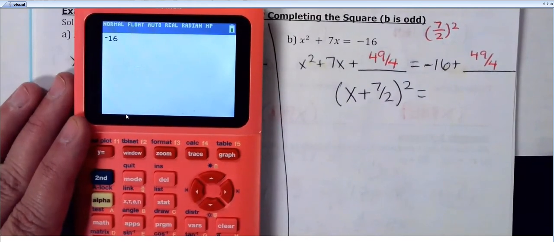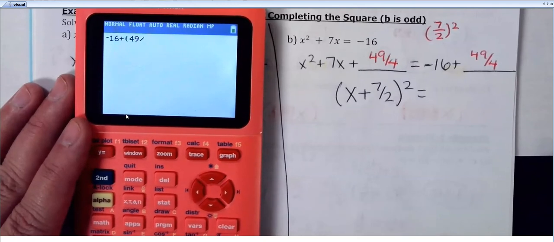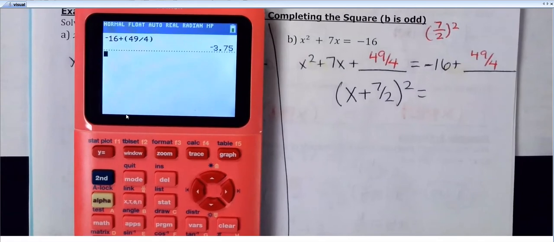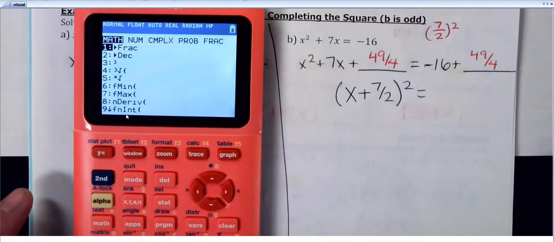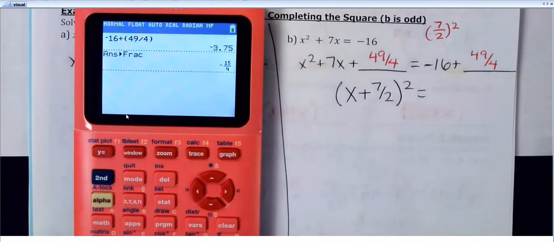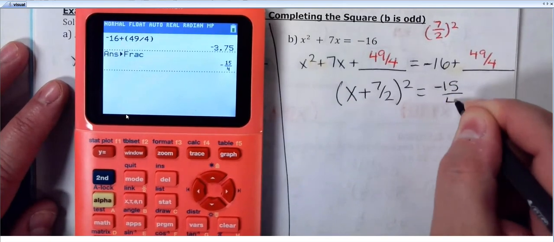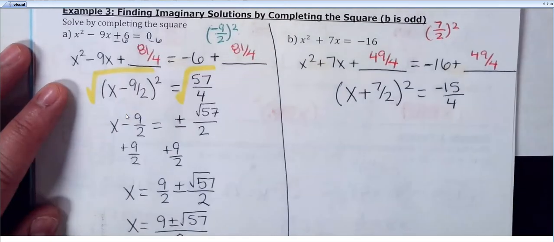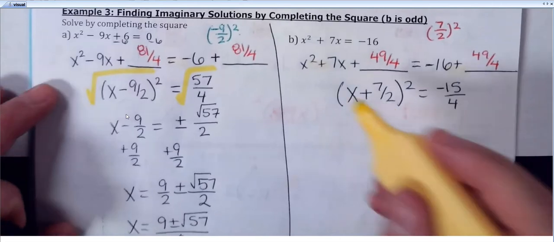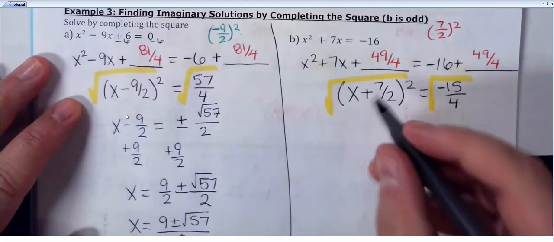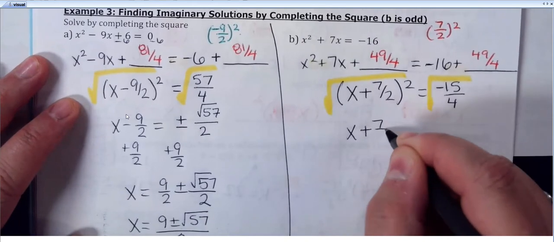So I'm going to do negative 16 plus, and then I'm just going to put parentheses, 49 divided by 4. I'm going to hit the enter button so I get the decimal on the screen, and then you just hit math, enter, enter, and it will make it into a fraction in lowest terms for you. Yay. All right, this is negative 15 over 4. All right, so to finish this up, I'm just going to take square root. Now, what's going to happen on the left, square root and square just cancel each other out, so this is just x plus 7 over 2.